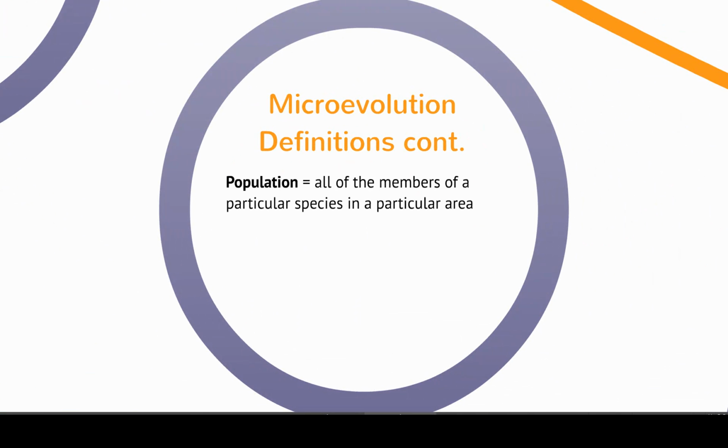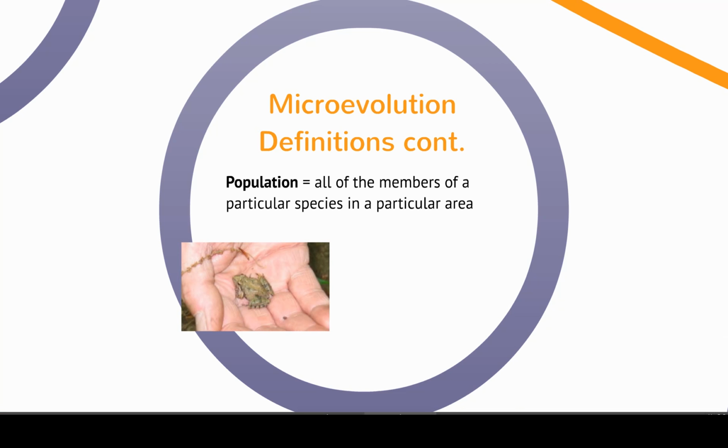Our next definition is a population. A population is all of the members of a particular species in a particular area. Notice as we go through these definitions that all of the definitions use the previous word we defined in their definition. So with this population, we're talking about a particular species. This is just one species.